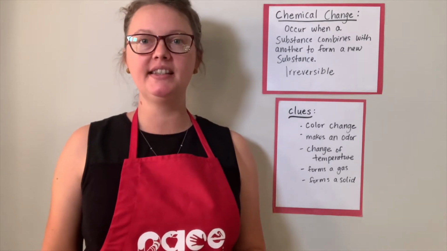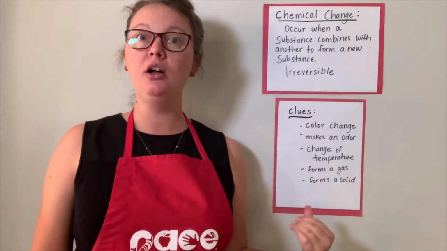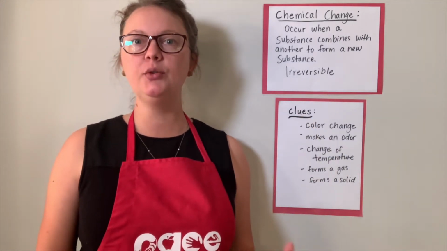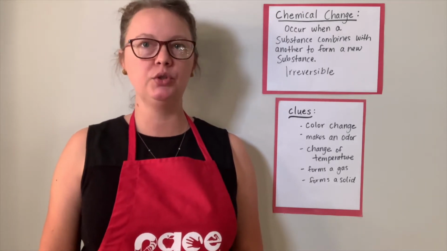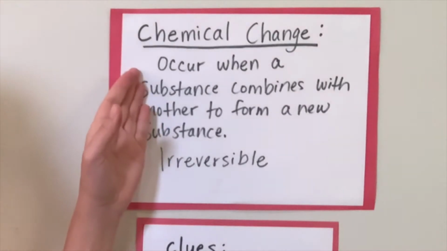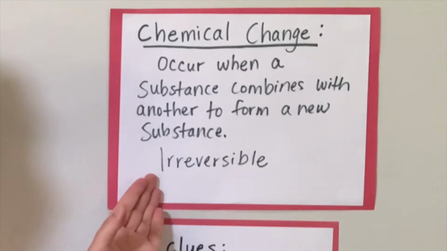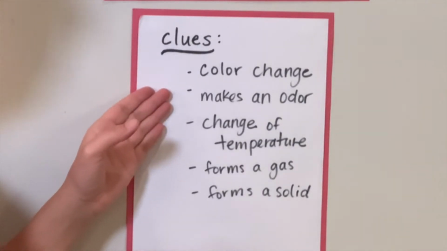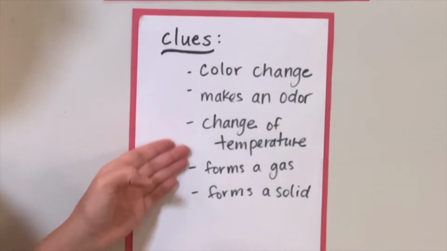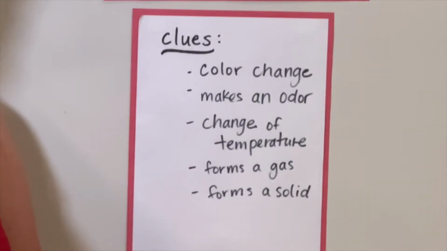Today we are studying science, and we are studying chemical change. We have the definition behind me, along with some clues as to how to identify when something has gone through a chemical change versus a physical change. Chemical change occurs when a substance combines with another to form a new substance, and it is irreversible, meaning we cannot undo it. The clues we can look for are color change, makes an odor, change of temperature, forms a gas, or forms a solid. It is a new substance.